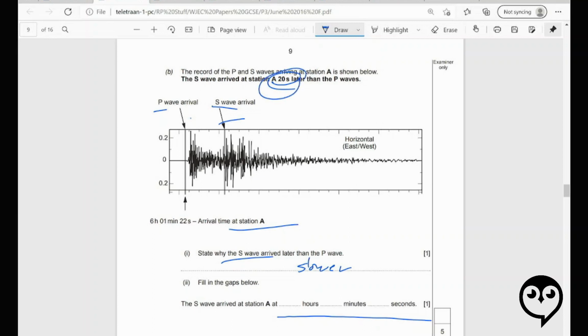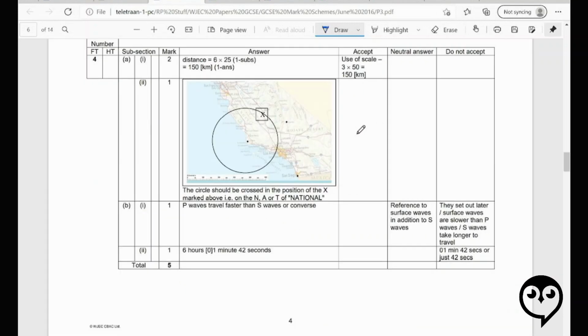It's 20 seconds later. So 20 seconds later than this, so 6 hours, 1 minute, and 42 seconds? Is that what they're looking for? Okay, so the mark scheme, yeah, 150, good, we got the 2 marks there. Yeah, that's what we had said, right? Circle should be crossed in the position of the X marked above. That's what we had said.